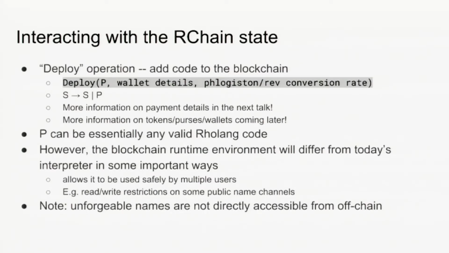So you deploy, S goes to S par P. You pass on basically how you're going to pay for what you're deploying. And that arrow is not the same arrow that you would see in a reduction relation. It's one level outside of the reduction relations. You can basically deploy any valid Rholang code. And we'll talk about how you don't have to just deploy a contract.